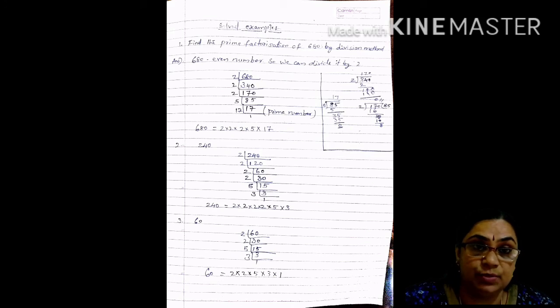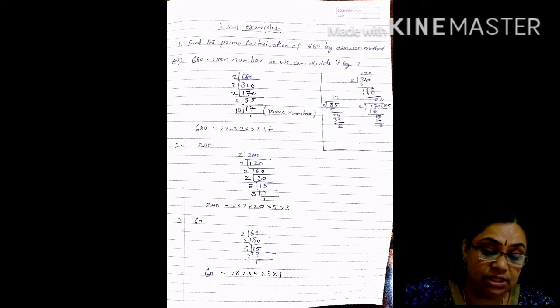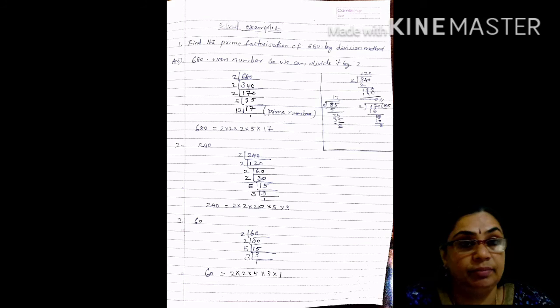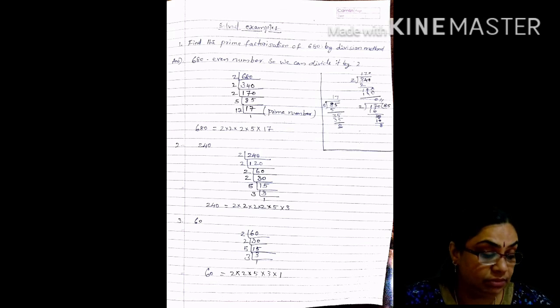So we can express 680 as 2 multiplied by 2 multiplied by 2 multiplied by 5 multiplied by 17. Okay, this is the prime factorization of 680. The same thing for 240 also.